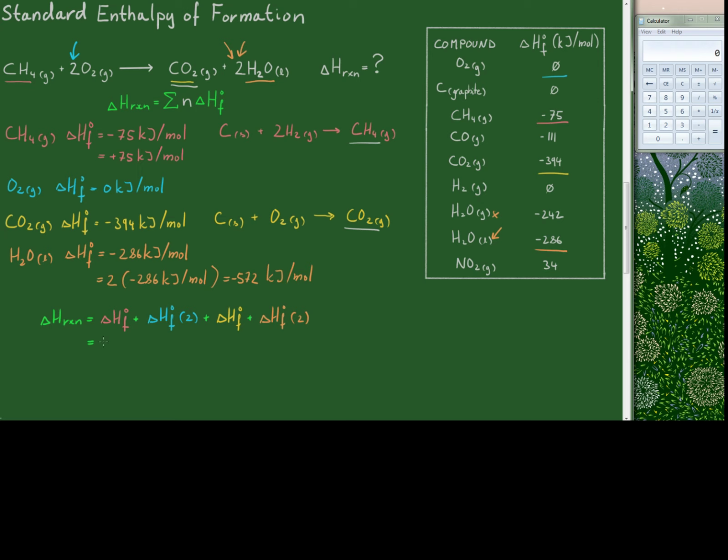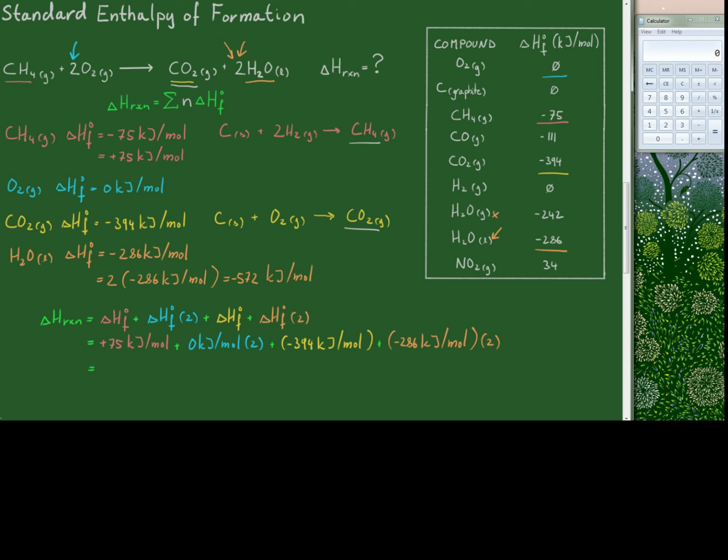So, for methane, it was plus 75 kilojoules per mole, plus 0 kilojoules per mole for oxygen, multiplied by 2, plus negative 394 kilojoules per mole for carbon dioxide, plus negative 286 kilojoules per mole for liquid water times 2, because we have 2 moles of water in this reaction equation.